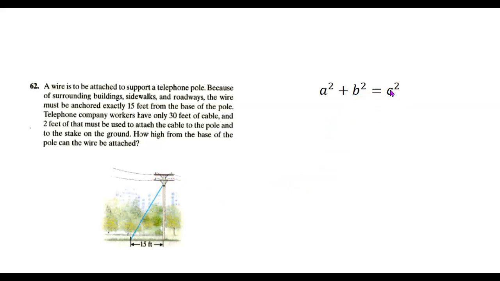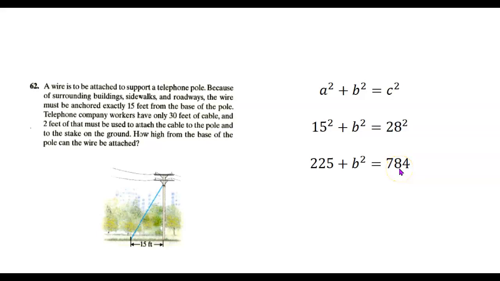So when we fill in the numbers that we have, 15 squared plus, we don't know what this is, so we'll leave it as b squared equals, the hypotenuse was 28, so 28 squared. 15 squared plus b squared equals 28 squared. We filled in the two numbers we had for the two sides of the triangle we knew, and we left the third side as b because that's what we're trying to find. Now, 15 squared is 225, and 28 squared is 784. So now 225 plus b squared equals 784.